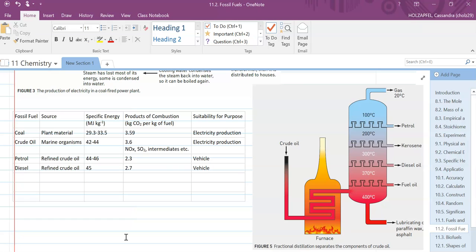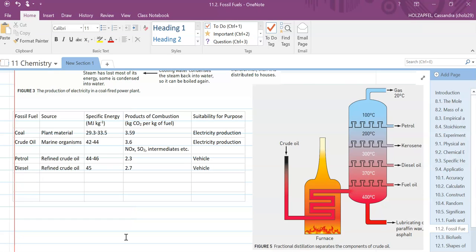So we could use crude oil for electricity production, but a lot of the time what actually happens is we'll refine this material. So things like petrol and diesel, they're a lot smaller compounds. So when you heat up these smaller compounds, they tend to rise a lot quicker compared to the larger compounds. So this is how we are able to separate different kinds of fuel from crude oil.